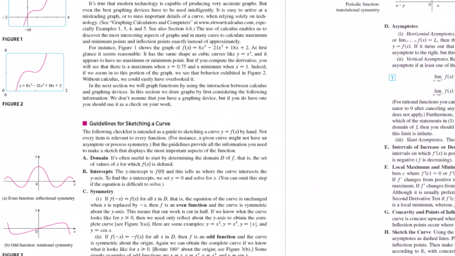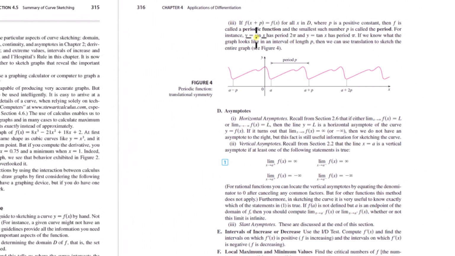And then if you come here, you can also test for periodic symmetry. The idea is like if you have sine of x plus some number is equal to sine of x, then this has periodic symmetry with period 2 pi. So you can test to see if you have a periodic function. You see, here's the period. The period is p.